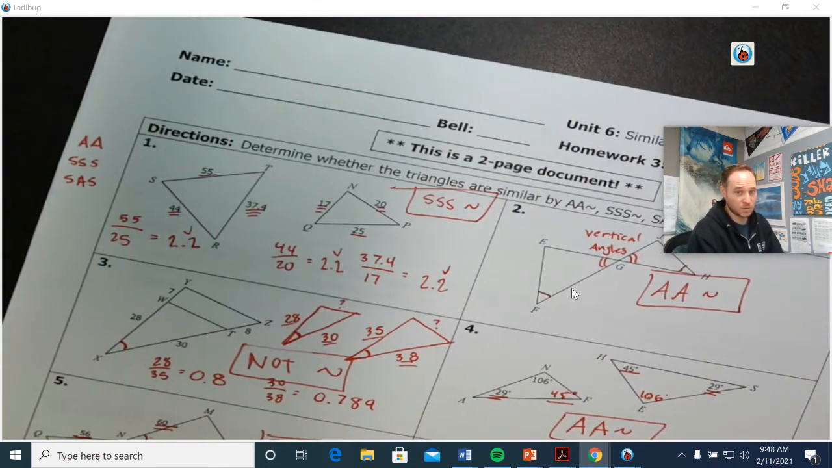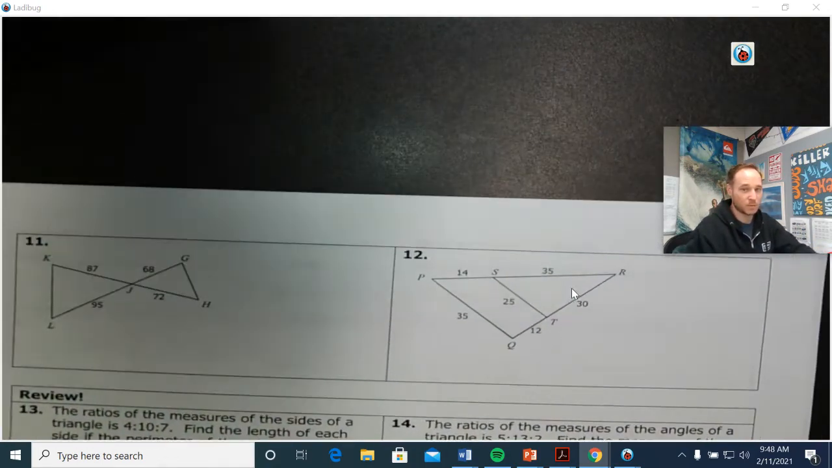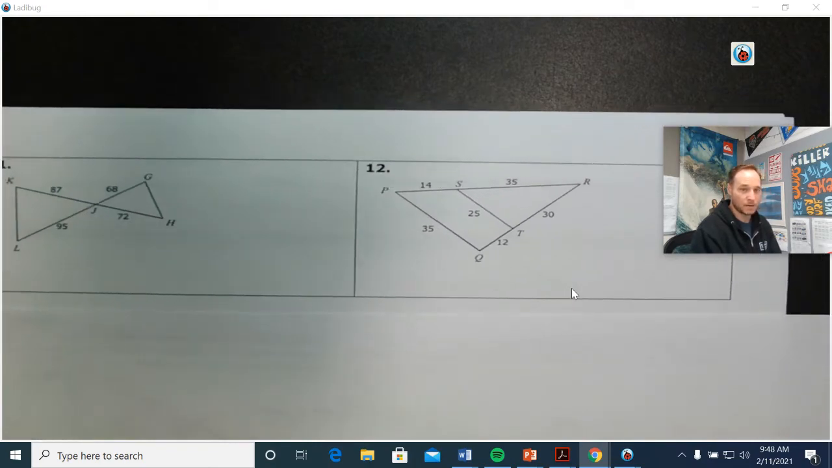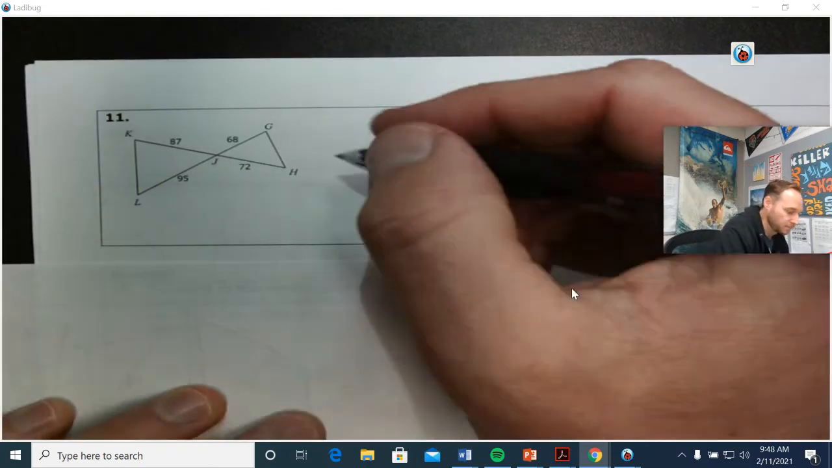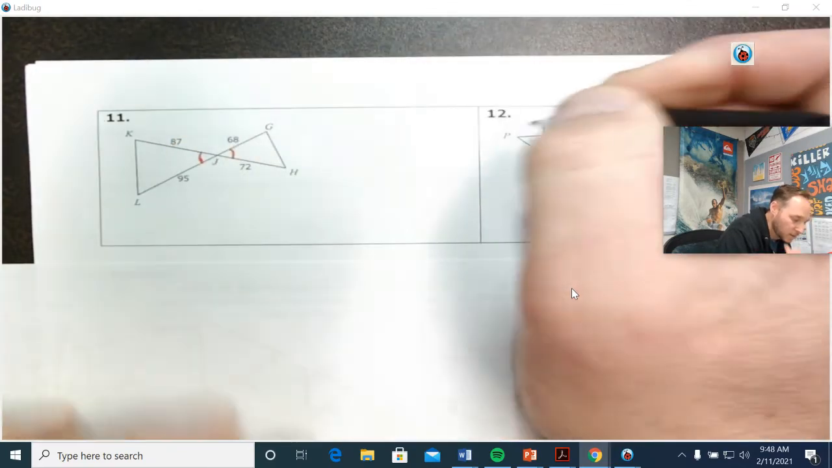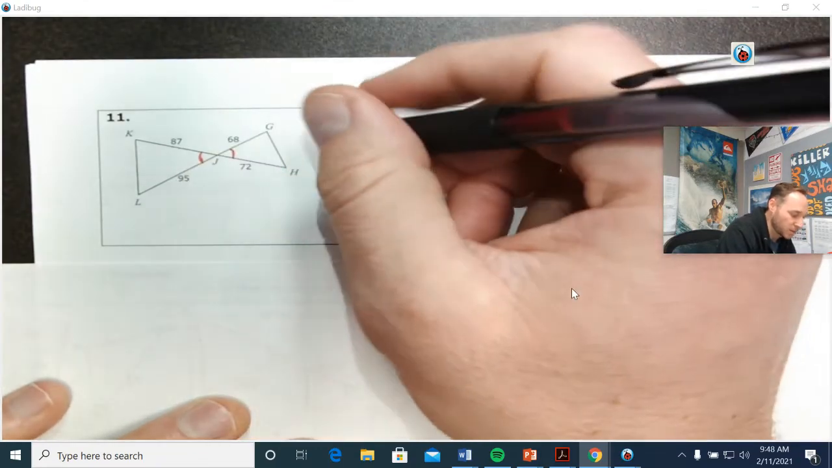And I believe we have two more, number 11 and number 12. They're on a separate sheet of paper over here. We'll just do that. All right. Number 11. I see a vertical angle theorem coming in play again. Cool, so I'm looking at side angle side. Let's start writing some ratios here.